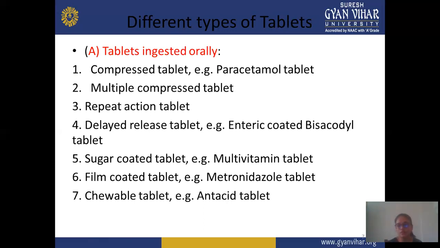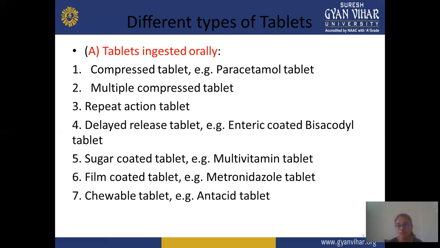And next is multiple compressed tablet. This multiple compressed tablet is mainly for multiple layer form, made by a multiple compression process, and in this tablet the drug is released in a sequence. The first layer is released and then the second is released. It means they are compressed multiple times, hence multiple compressed tablet.